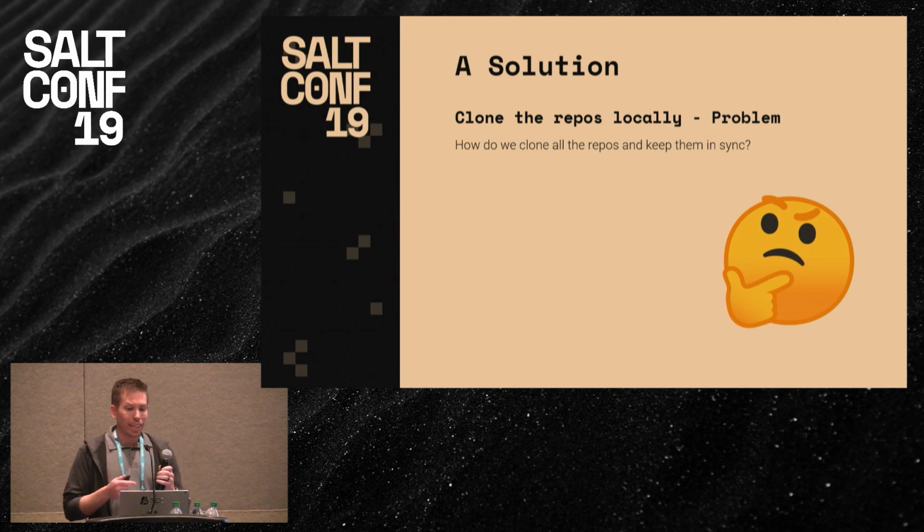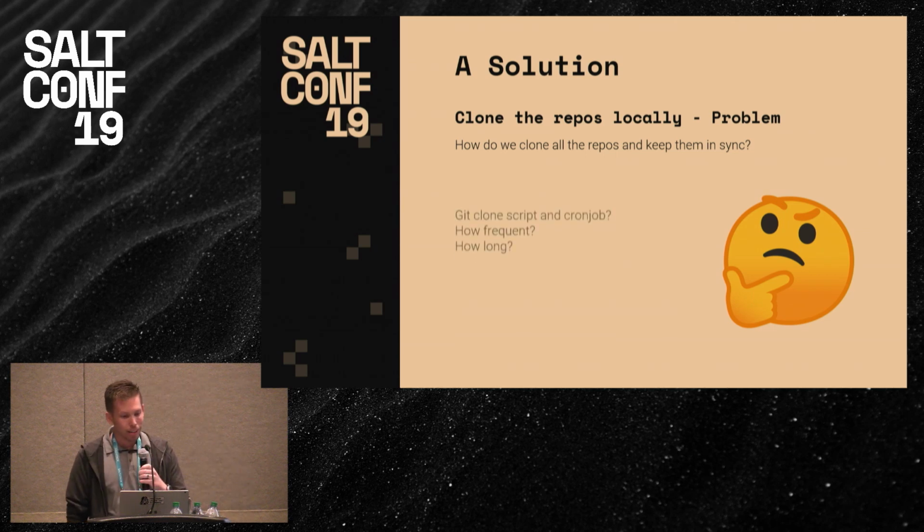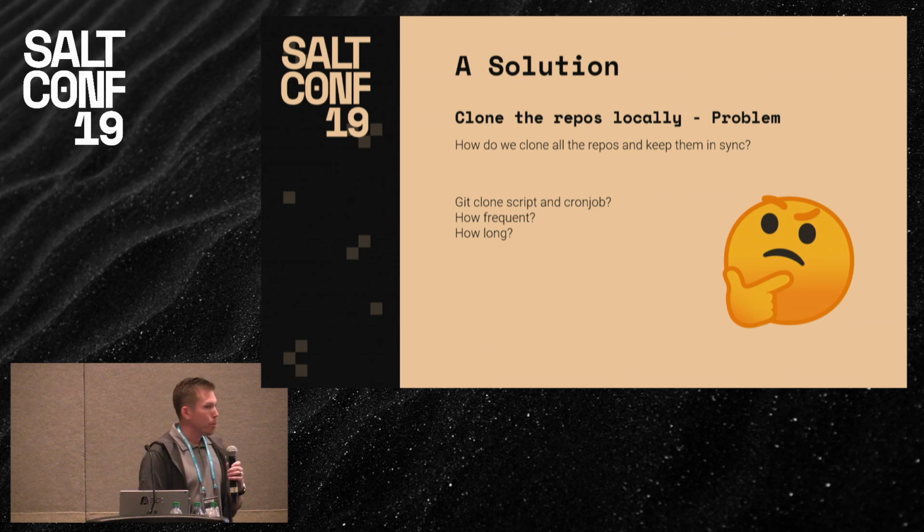Can't just go out and do a git pull every single time you do an update. That becomes cumbersome itself. We kicked around the idea of, well, we could just run a simple script in a cron job, but then how frequently do you do that? How long does it take to do that?